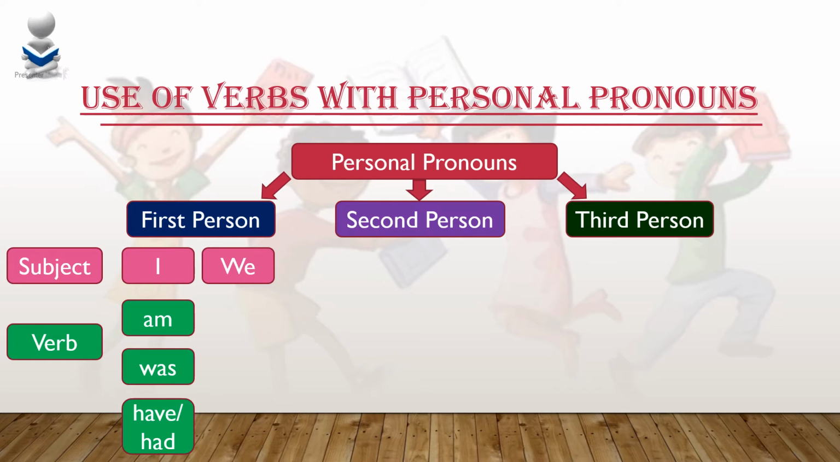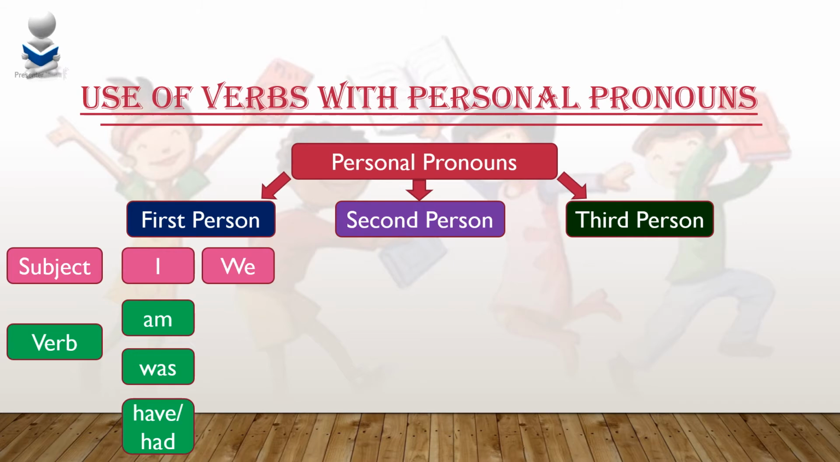So if your subject is I, then you will use this verb am with it. But if you're talking about something that you've done in the past, this will change to was. You can also use have or had with the subject I. I repeat again, if your subject is I, then you can use these verbs given in green color. You can write I am, I was, I have, I had. All these four verbs can be used with this first person personal pronoun.